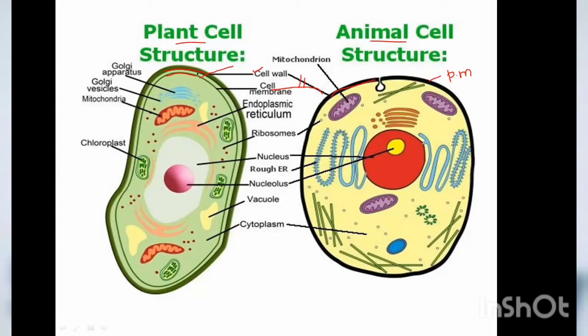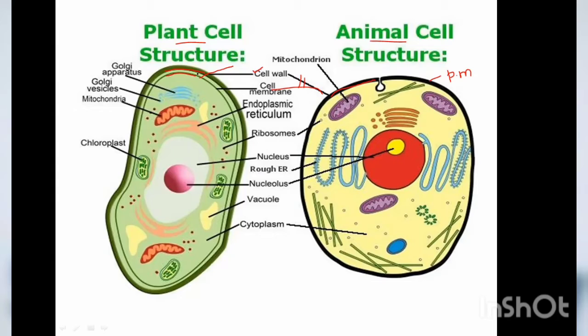The use of the cell wall is that it gives the plant cells a rigid structure, whereas animal cells possess only a cell membrane, which makes the structure flexible. An animal cell does not have a definite structure; it has a flexible structure.